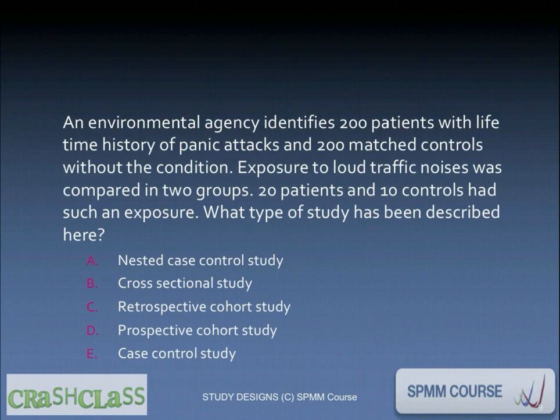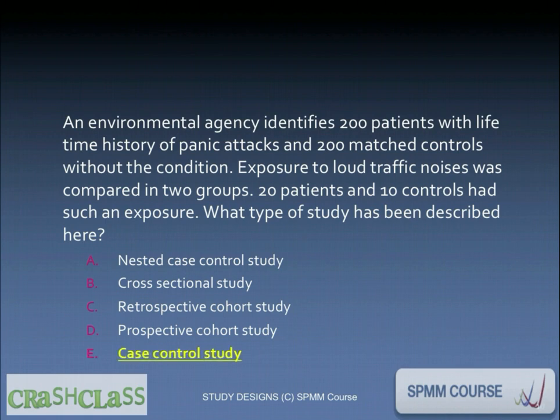An environmental agency identifies 200 patients with a lifetime history of panic attacks and 200 matched controls without the condition. Exposure to loud traffic noises was compared in the two groups. 20 patients and 10 controls had such an exposure. What type of study has been described here? Nested case control study, cross-sectional study, retrospective cohort study, prospective cohort study, case control study.